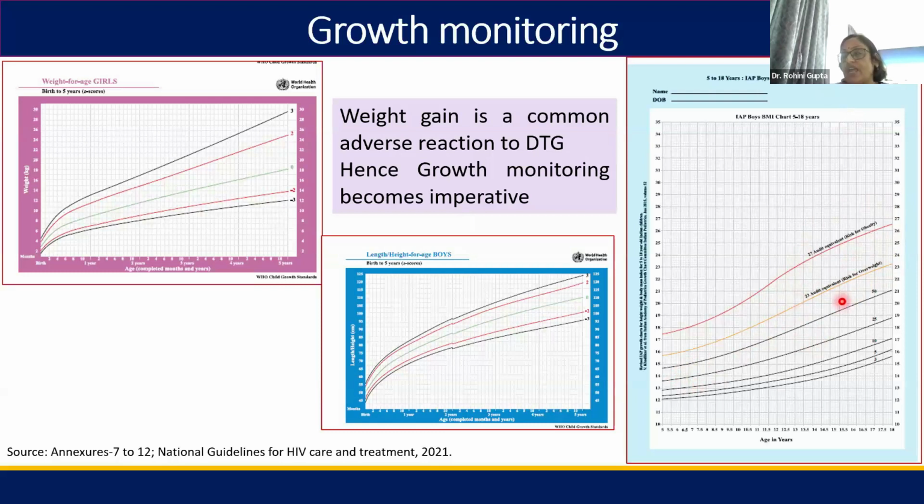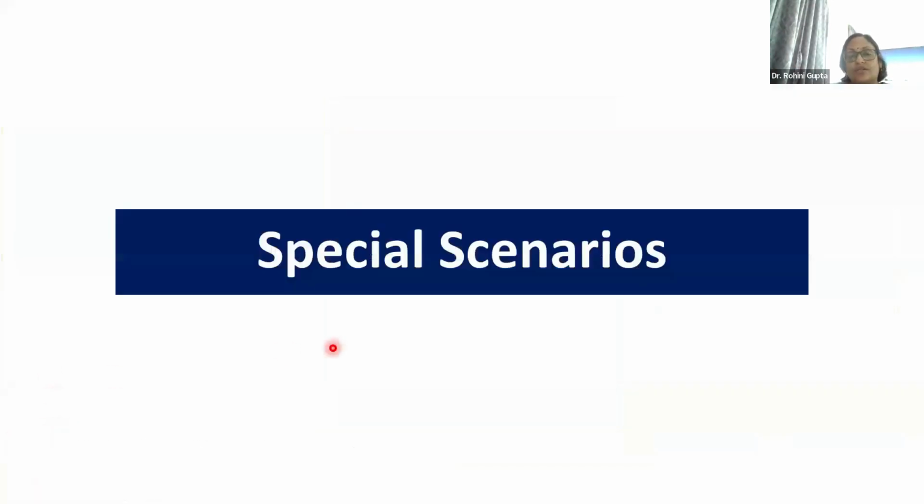The answer is not to change DTG. It is to explain to the caregiver that the diet modification has to be done and exercise routine has to be implemented. So monitoring is very important, and diet and nutritional counseling is also very important. That was my last slide. Thank you so much. Over to Shweta.